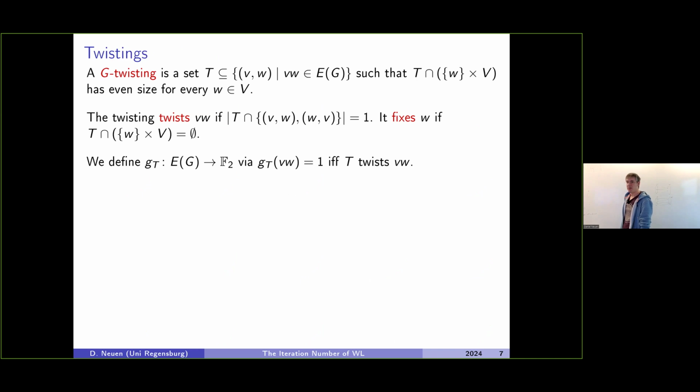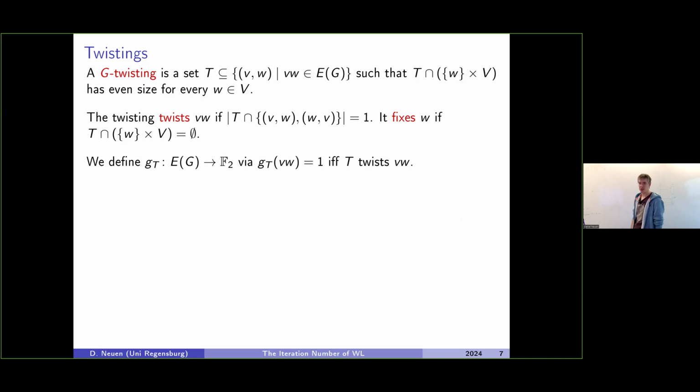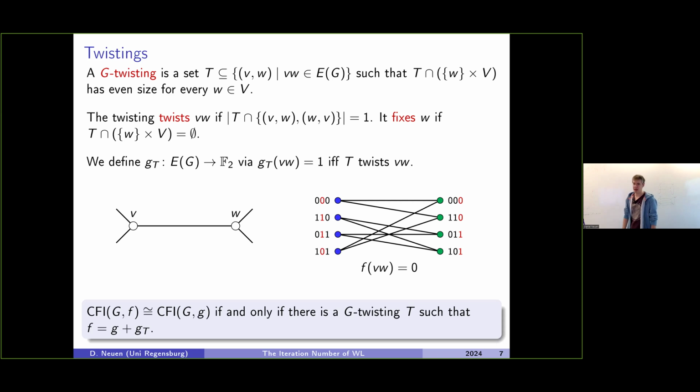Essentially these twistings allow us to describe automorphisms of CFI graphs. In particular, an isomorphism between two CFI graphs with certain functions f and g that tell us where to place twists exists if and only if there is a corresponding G twisting, so that f is equal to g plus g_t. The function g_t is what's defined here: we put 1 whenever t twists our edge. And addition here is just component-wise addition of the functions, and everything, of course, over F2.